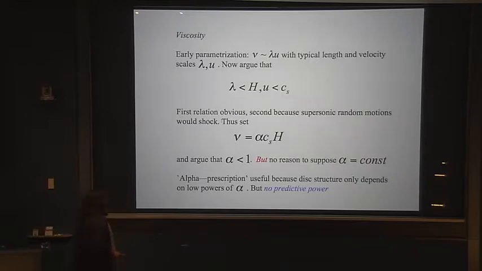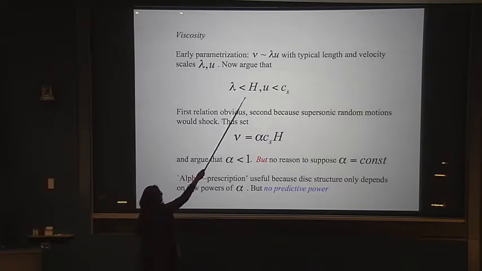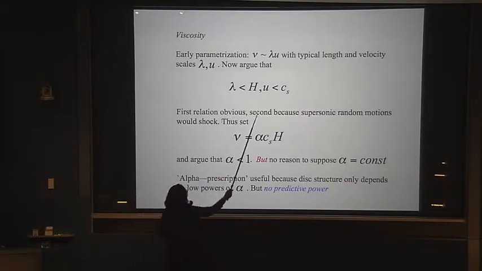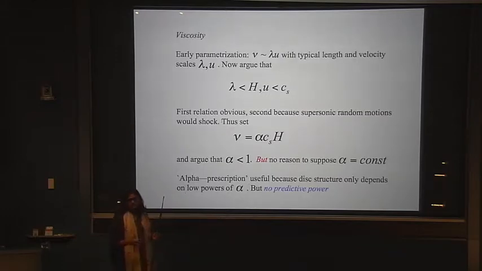And so one can argue from the fact that typically for the thin disk that we've looked at, that lambda, which is what we modeled the viscosity as, is less than the disk scale length, and that the velocity of random motions u has to be less than the sound speed. So with that condition, that tells you that alpha actually has to be less than 1. Okay? But there's no reason to believe that alpha is actually constant, and in these ADAF models where you look at advection-dominated flows, alpha is actually a function of m dot, as you can imagine.